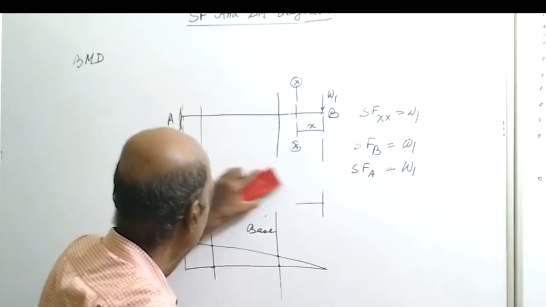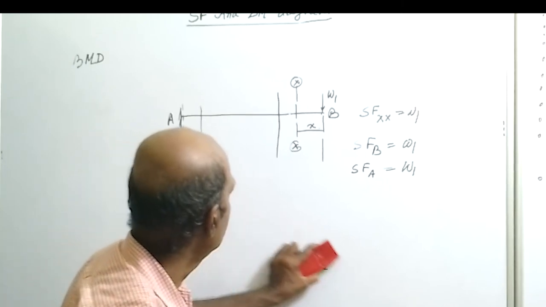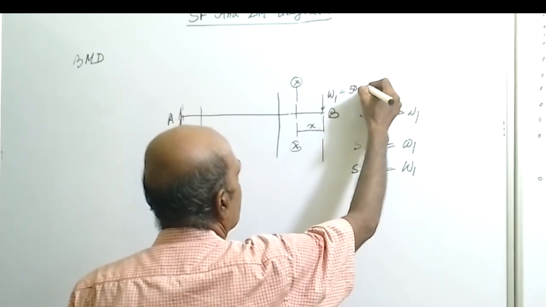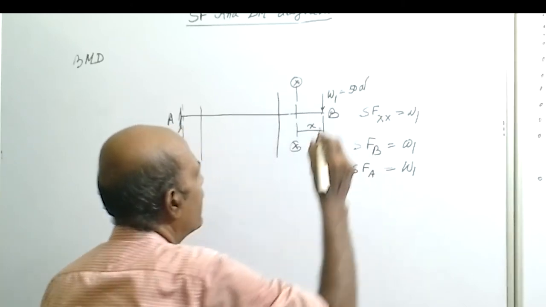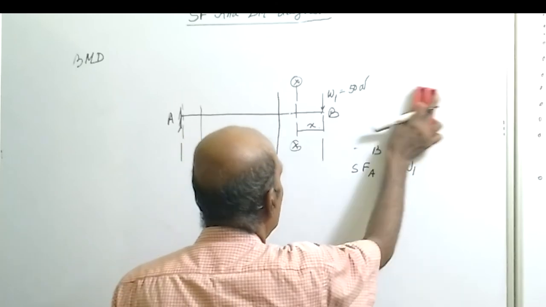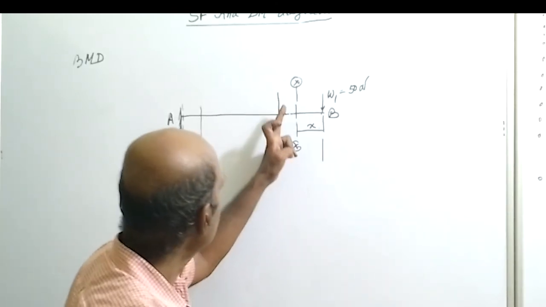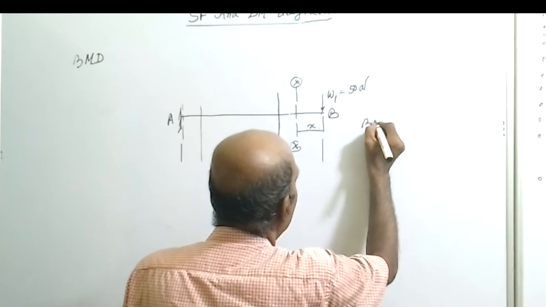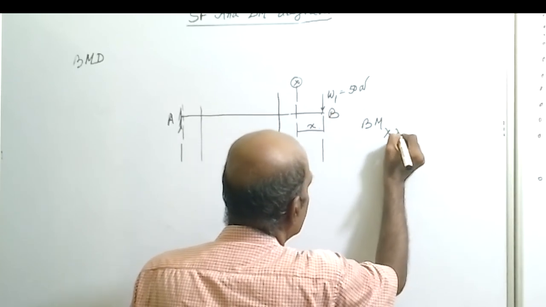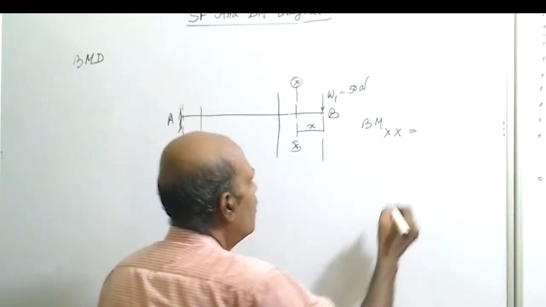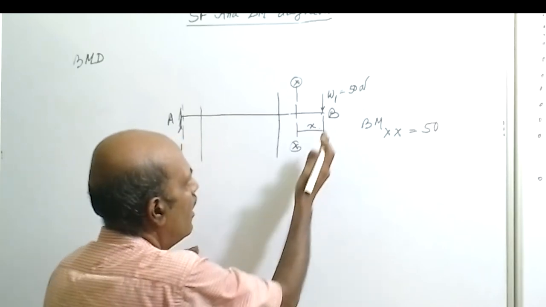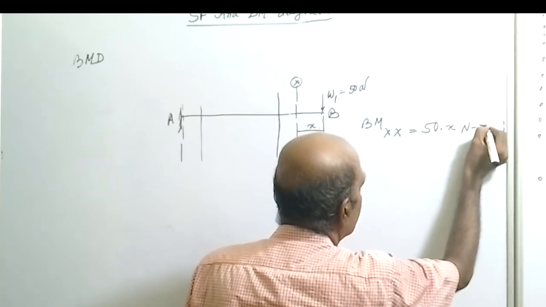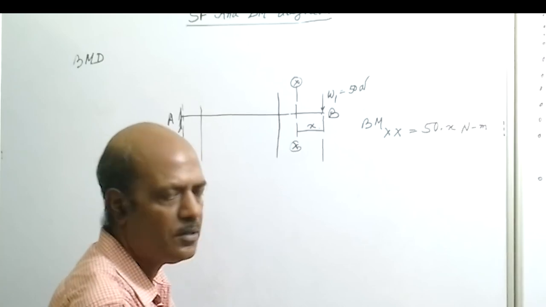Now for this same loading, if we check what is the bending moment, say W1 is the load acting, we are giving 50 Newton load acting at the free end. So consider a section XX at a distance X from the free end. The bending moment at section XX is given by the load, 50 Newton, times the distance X, so 50X Newton meter, with X in meter.